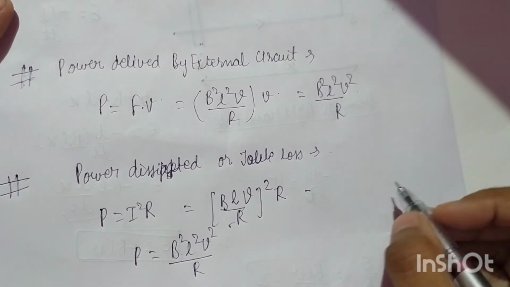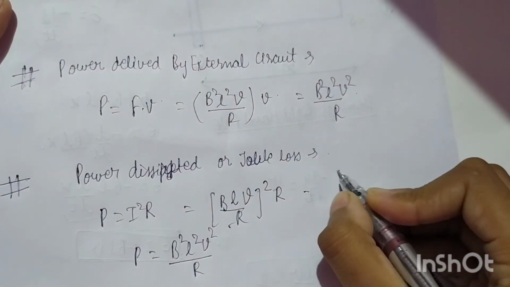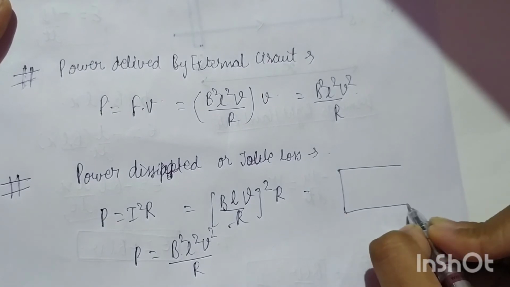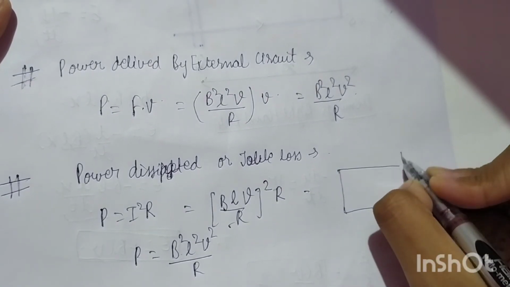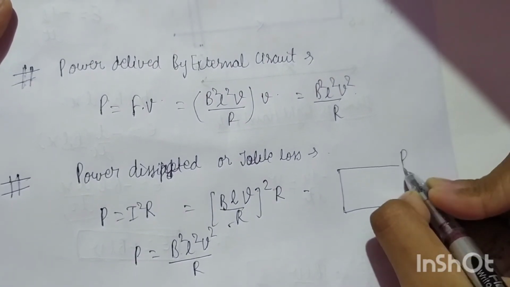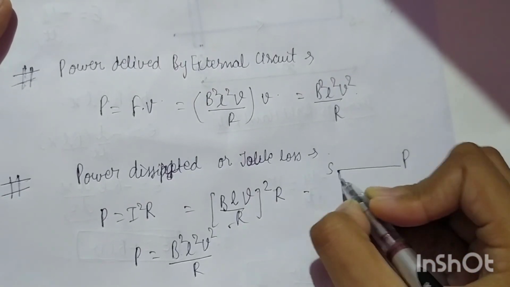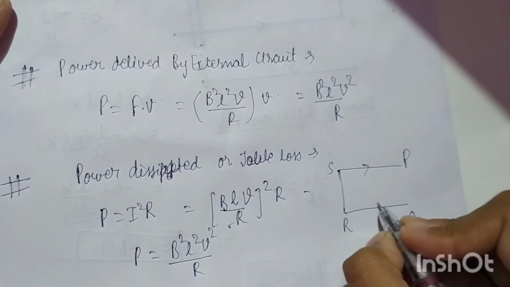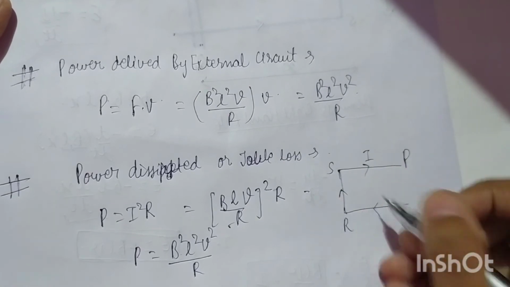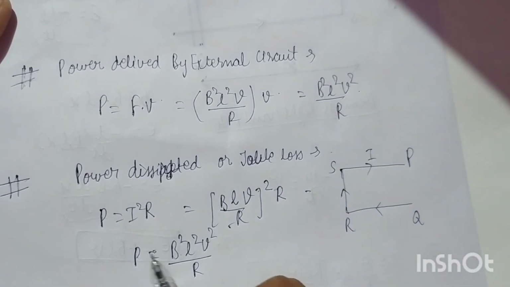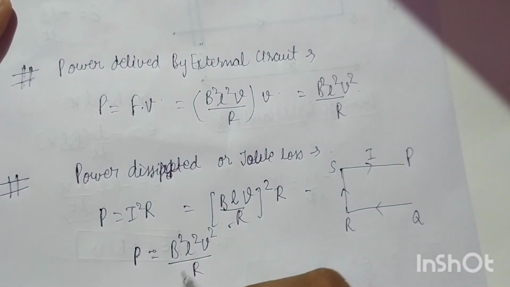Now see this. We are having this loop with P, Q, R and S. The direction of flow of current is this. Now see, this power is lost. How can we consider this? This is power loss as heat, so there must be some resistance.